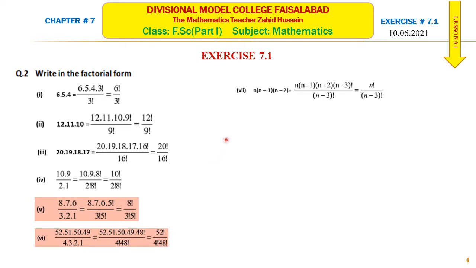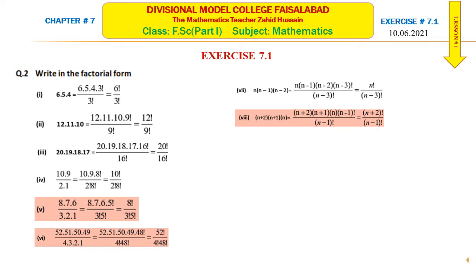Seventh part is n into n minus 1, n minus 2. The product of all the numbers starting from n. To write this as factorial, we will have to multiply all the numbers which are less than n minus 2 till 1. So this is n minus 3 factorial. The number smaller than n minus 2 is n minus 3. So n minus 3 factorial means the product of all the numbers from n minus 3 to 1, and divide it by n minus 3 factorial to maintain the equality. So in the numerator the larger number is n, so numerator is the factorial of n and denominator is the factorial of n minus 3.